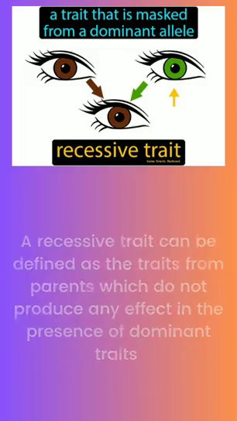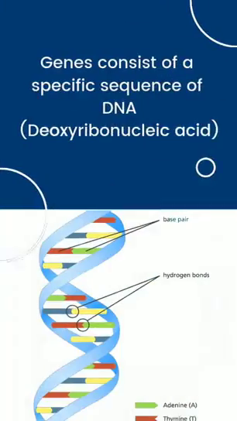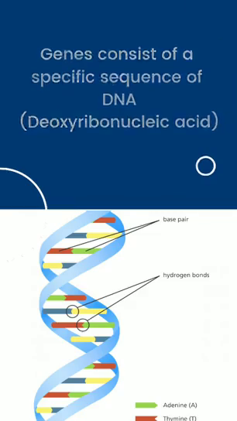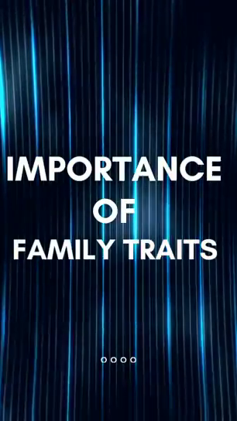Then we have to look at the meaning of genes. Genes are the basic unit of heredity. They determine the nature of inherited characteristics or traits. They consist of a specific sequence of DNA, which means deoxyribonucleic acid.